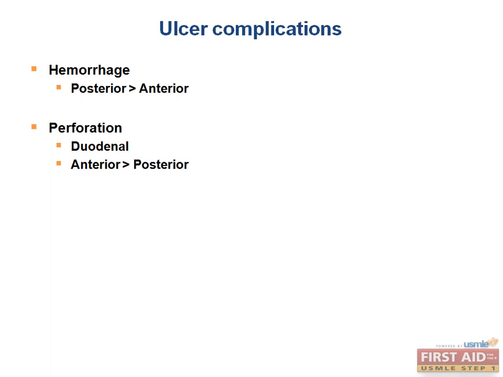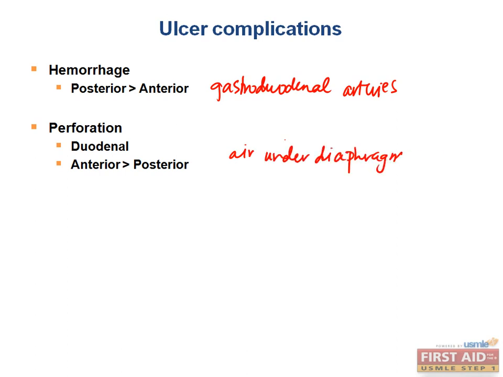Aside from the possible cancer risks that we discussed earlier, there are other possible complications of ulcers that you should be aware of. The first is hemorrhage, which most commonly happens when gastric ulcers erode posteriorly into the gastroduodenal arteries. The other complication is perforation, which happens most commonly in duodenal ulcers, usually when they erode anteriorly. You may see air under the diaphragm, and this pain can radiate to the shoulder.